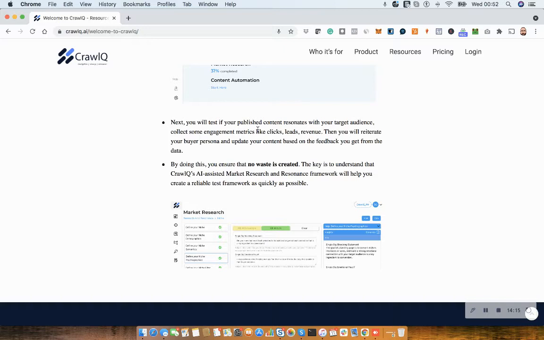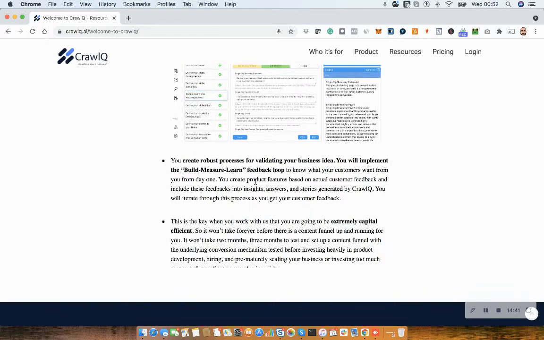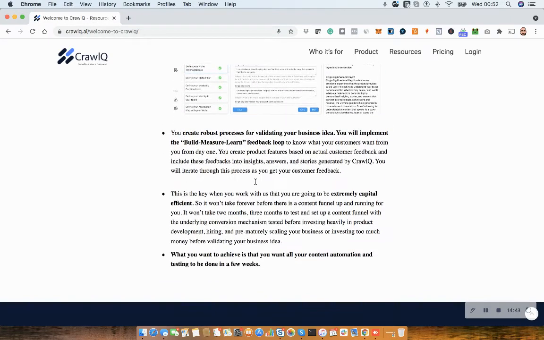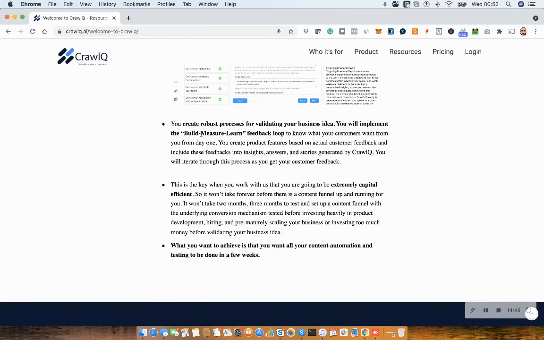Then you reiterate your buyer persona and update your content based on the feedback that you get from the market, from the data. By doing this repetitively, in a feedback loop, you ensure that no waste is created. The key is to understand that CrawlQ's AI-assisted market research and resonance framework will help you create a reliable test framework as quickly as possible. You create robust processes for validating your business idea. You will quickly implement a build, measure, learn feedback loop, and therefore you will be extremely capital efficient.